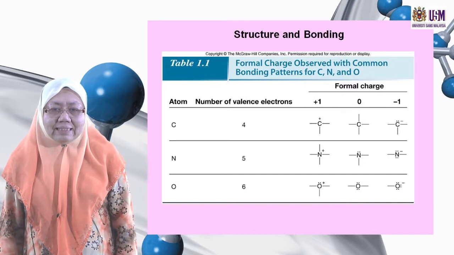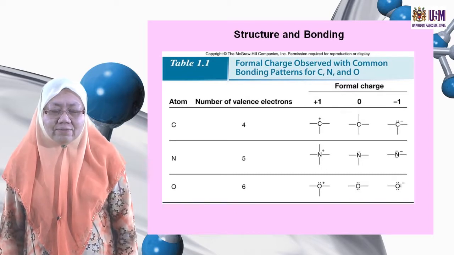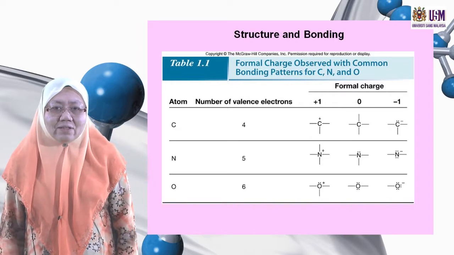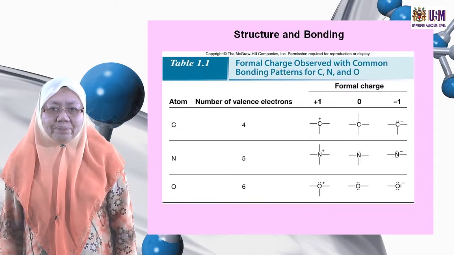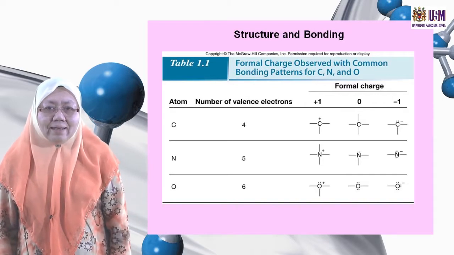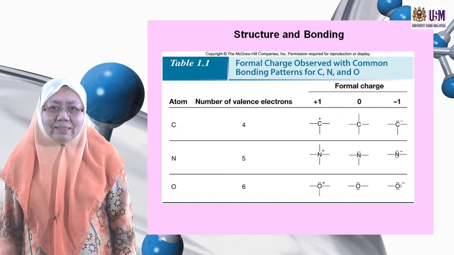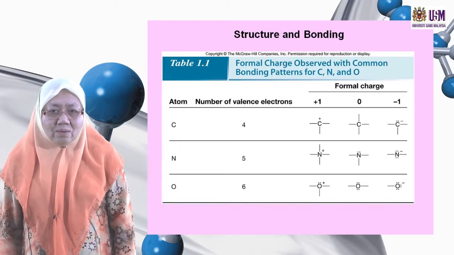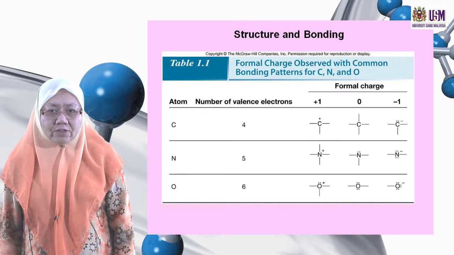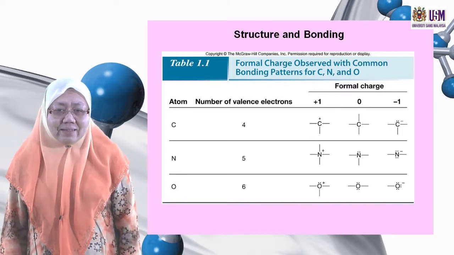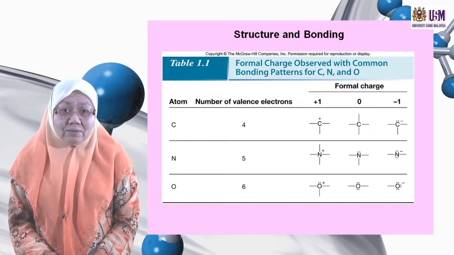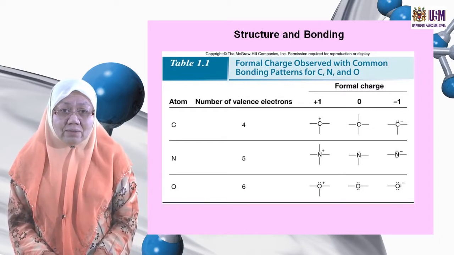Looking at nitrogen, you can see the valence shell electrons would be just 5. But when we have a nitrogen with 4 bonds, it has only 4 electrons. So it would have a positive charge. A nitrogen with 3 bonds and a lone pair actually has 5 electrons, which is the same number as the valence electrons. So the formal charge for this is 0. But a nitrogen with just 2 bonds will have 2 lone pairs. So the number of electrons now is actually 6, so you will now have 1 extra electron as compared to the valence electrons.